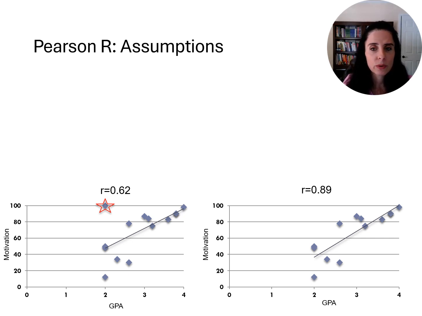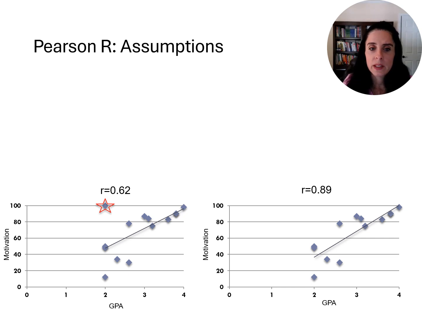Because the correlation coefficient is based on means and standard deviations, it is not robust to outliers. It is strongly affected by extreme observations. We call these individuals influential observations because they have a strong impact on the correlation coefficient.